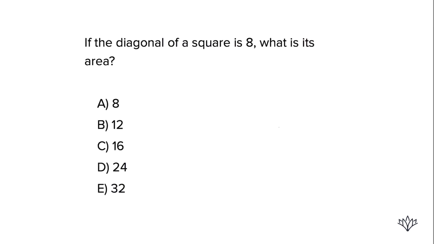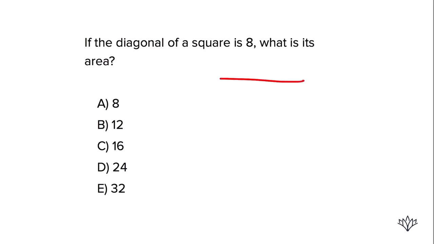So for this one, what we've got to do is work with special right triangles. I found these extremely annoying when I was in school because the way that I was taught them made them overly complicated. What we're going to do now is break it down so it's a lot easier to deal with. So here we have, if the diagonal of a square is 8, what is its area?